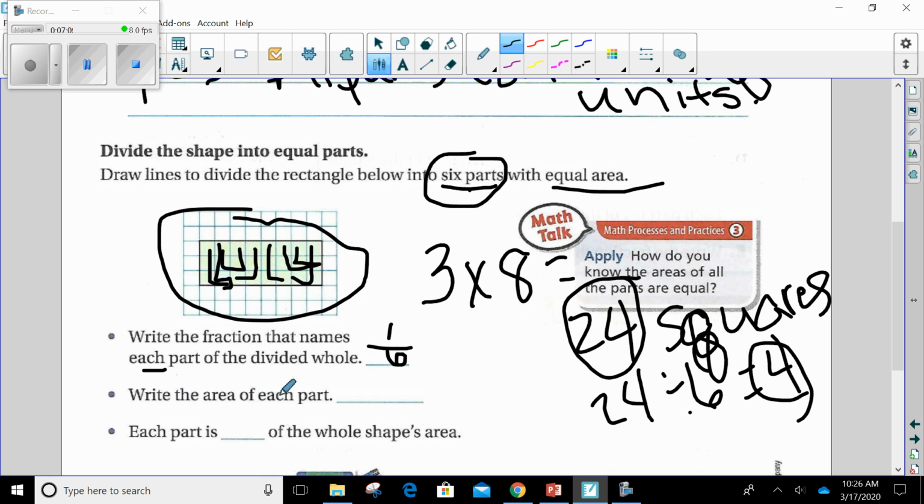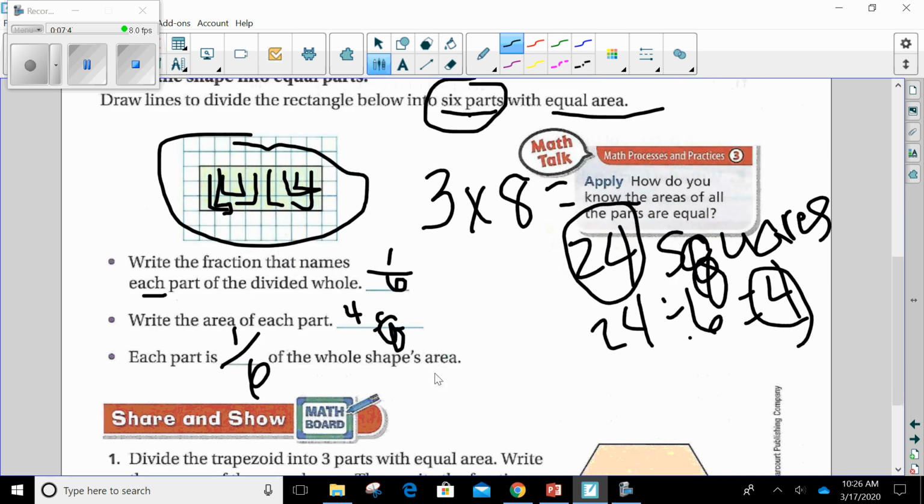Write the area of each part. Well, we found out that each part is going to contain 4 squares. Each part is 1/6 of the whole shape's area. So see how many squares are in that rectangle, and then divide it among the different parts, and see how many squares are in each of the parts. That's all you're doing, ladies and gentlemen.